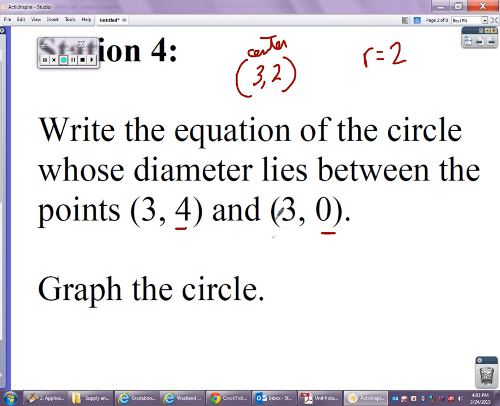So my center of my circle is going to change. It's not just going to be x squared. It's going to be x minus 3 squared, because that's where the center is, the x coordinate of the center, plus y minus 2 squared, because again, that's the center. And this equals the radius squared. And since the radius is 2, I know my radius squared would be 4.